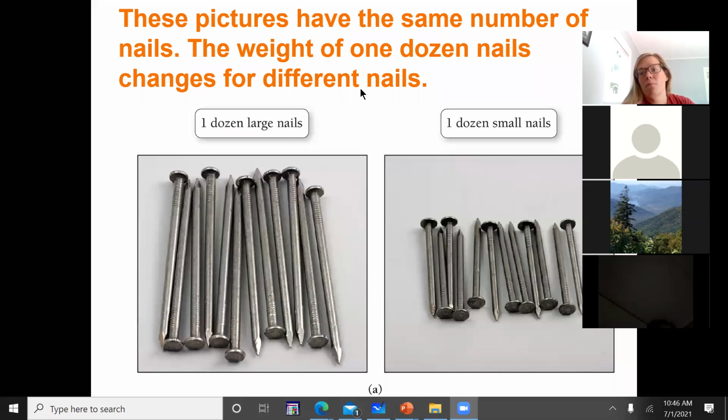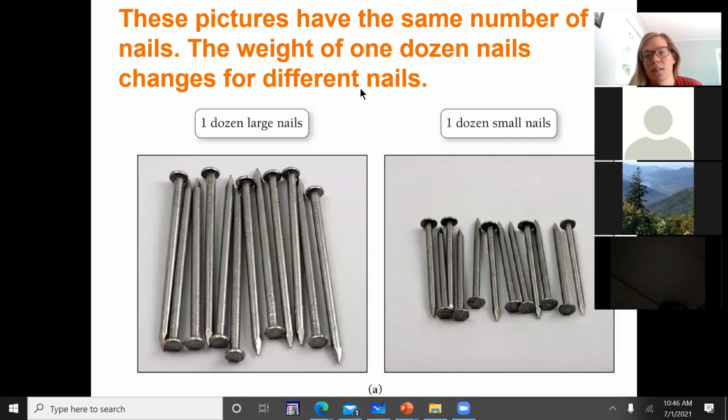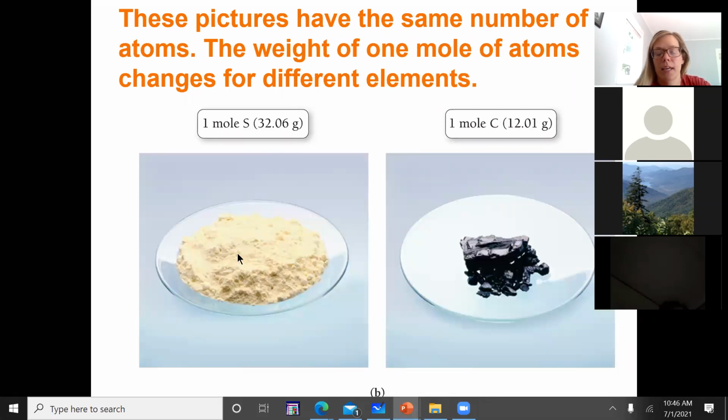So when we're talking about a mole of one thing and a mole of another thing, they don't necessarily have the same weight. Just like a dozen large nails and a dozen small nails don't weigh the same thing. Which one of these would weigh more? The dozen large nails would weigh more. So when looking at a mole of sulfur or a mole of carbon, they have two different masses. The mass of 1 mole of sulfur is 32.06 grams. The mass for 1 mole of carbon is 12.01 grams.